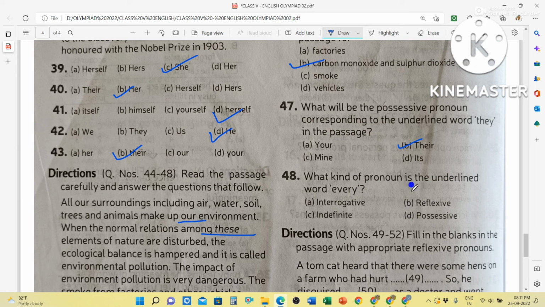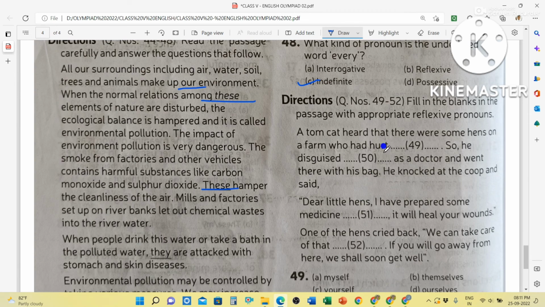What kind of pronoun is the underlined word every? Every is the indefinite pronoun, indefinite pronoun. Now, again, fill in the blanks in the passage with appropriate reflexive pronouns.